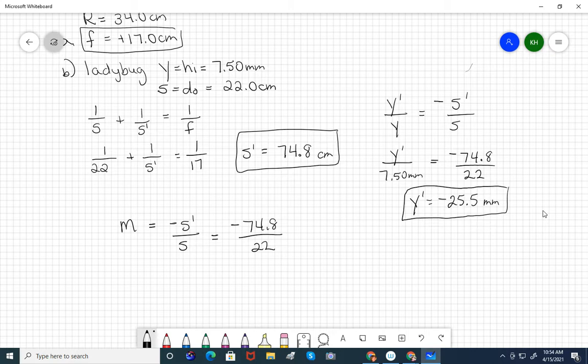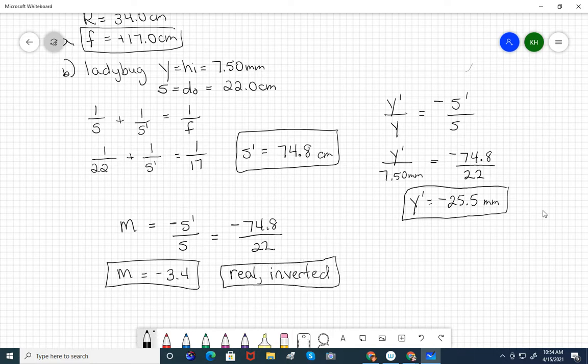It's negative 3.4. Notice that means that it's upside down. This is a real inverted image. Inverted is always real. Concave mirrors can form real images out in front of the mirror, and a lot of times those are magnified images.